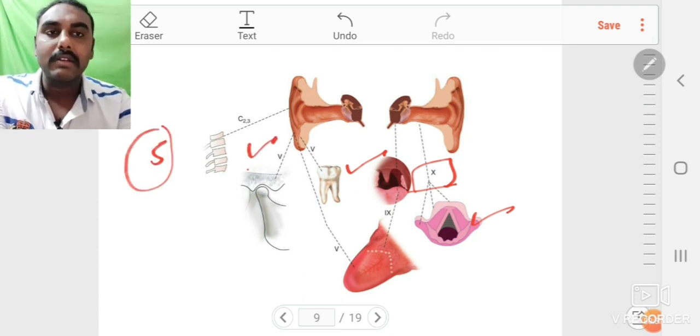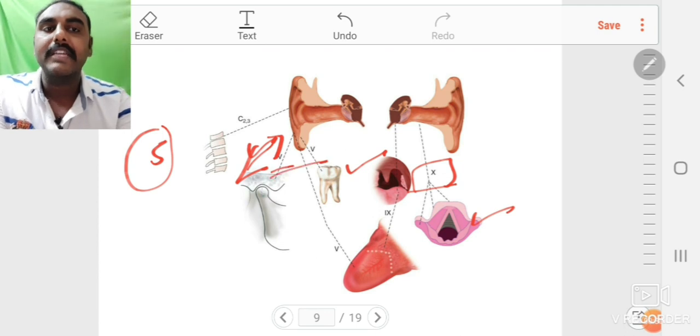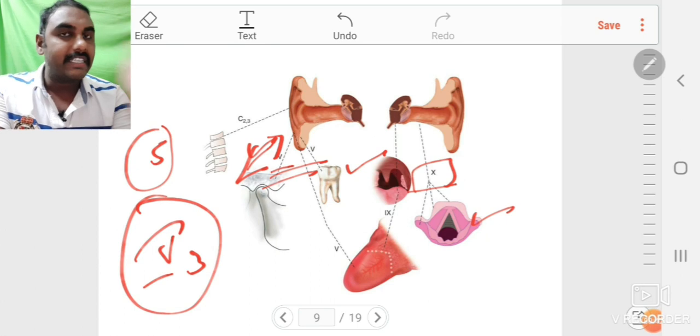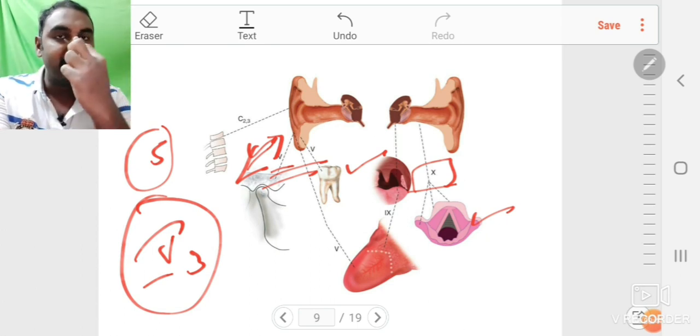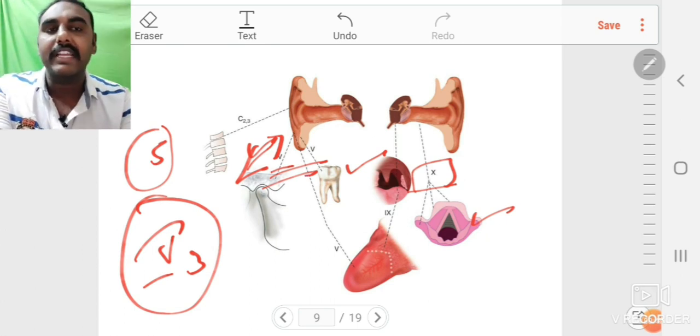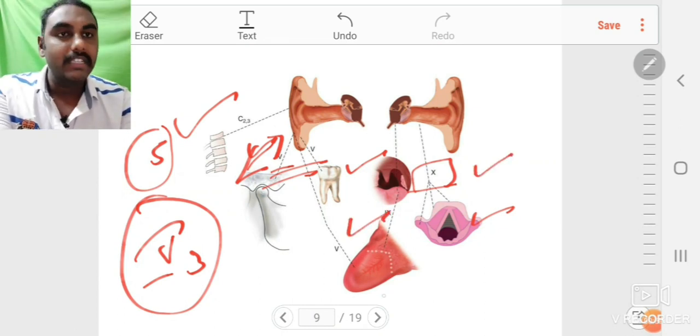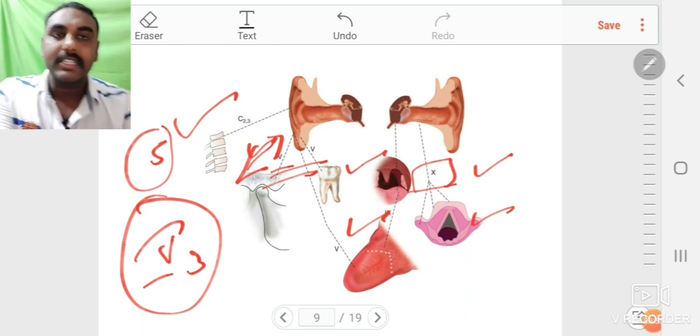One is the auriculotemporal nerve, which is by the mandibular division of trigeminal nerve. Just have it in mind, the mandibular division doesn't concern the ophthalmic or the maxillary division. It is the mandibular division of trigeminal nerve, cervical plexus, vagus nerve, glossopharyngeal nerve, and the facial nerve also supplies a part. So these are concerned with the referred otalgia.